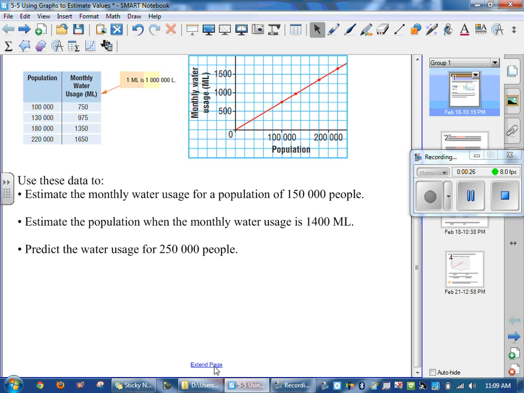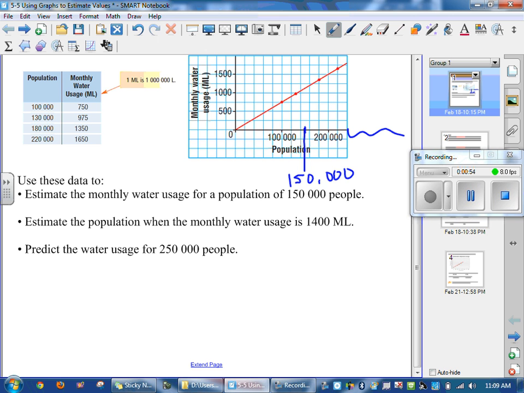It asks us, estimate the monthly water usage for 150,000 people. Well, do I have that number on the bottom? Can I find the number on the bottom? Yes, good. So it's not beyond my graph. It's within my graph. So if I go halfway in between these, it'd be about right there. Okay? So that's my 150,000 people.